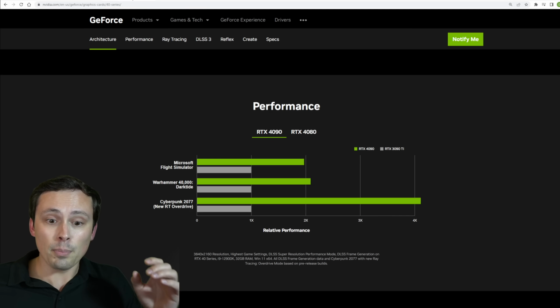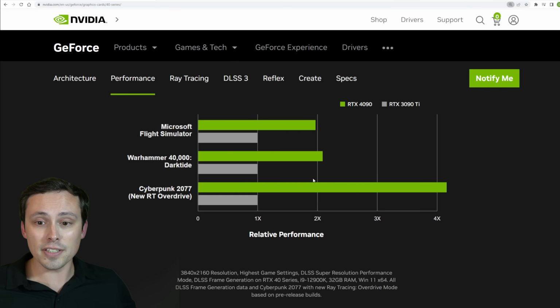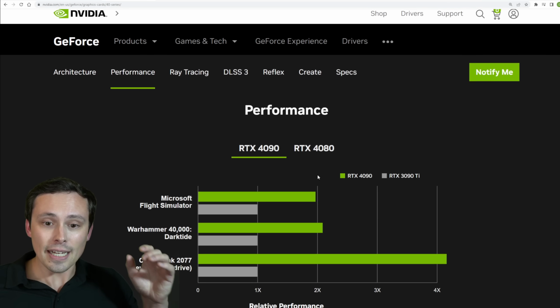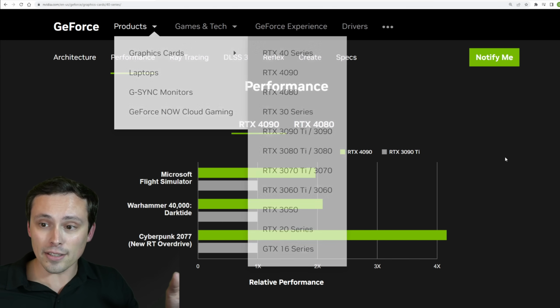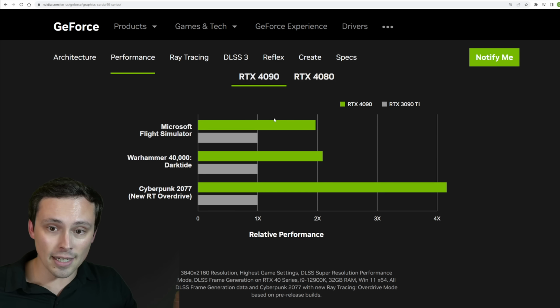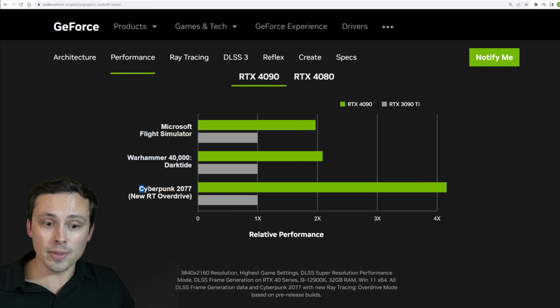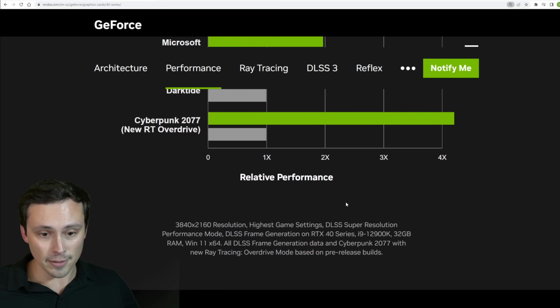Now, let's get into the performance claims and why these are misleading as well. So it's not just the naming of the 4080 that's misleading, it's these performance graphs, that 2 to 4 times performance claim that we're seeing. Okay, so we pull up NVIDIA's website. They're claiming the 4090 compared to the 3090 Ti is almost double, almost 2x the performance in Microsoft Flight Simulator, a little bit more than 2 times the performance in Warhammer 40,000 Darktide, and over 4 times the performance in Cyberpunk 2077.